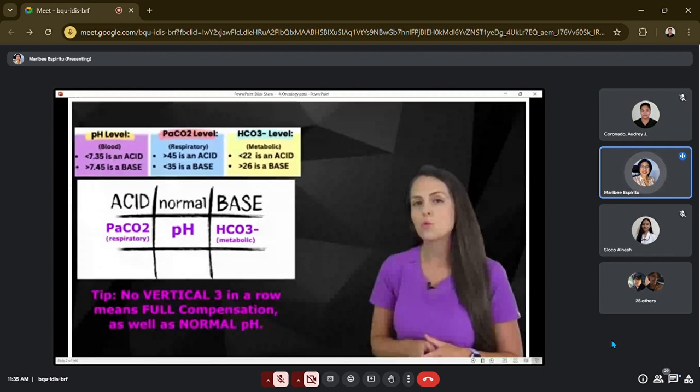Then, check the PaCO2 level. The PaCO2 is more than 45, then lagay kay acid. And then, HCO3, the base. Okay. So, kapag horizontal, nakita nyo na ganyan na yung trend, naka-horizontal na, it means that there is already full compensation.